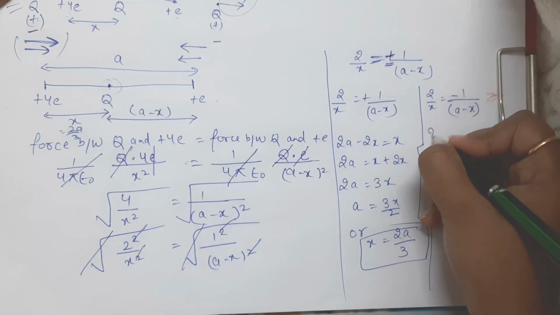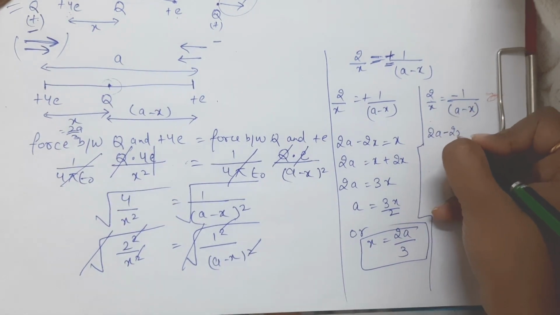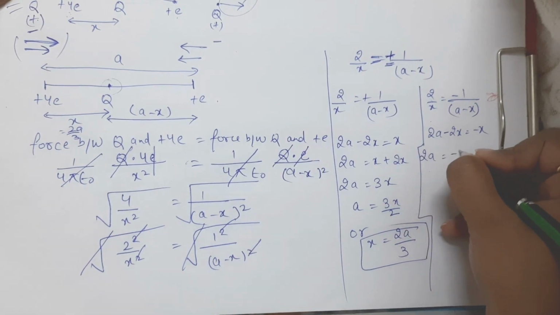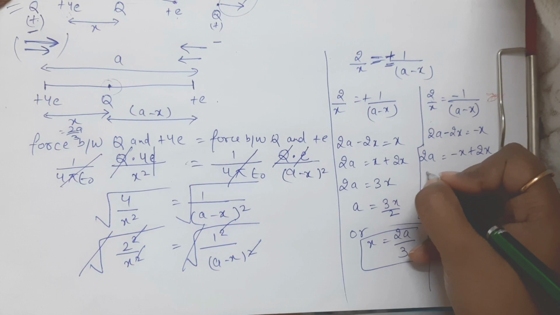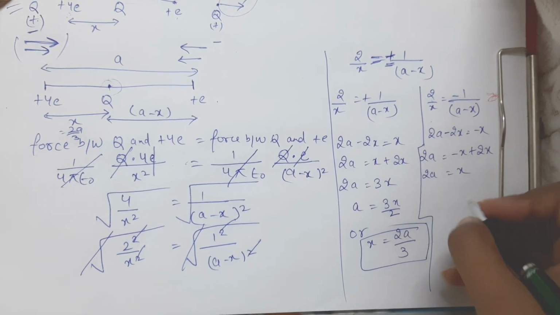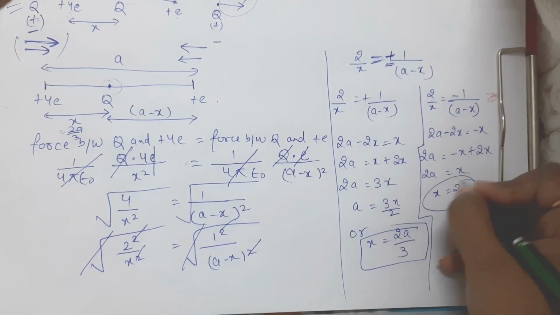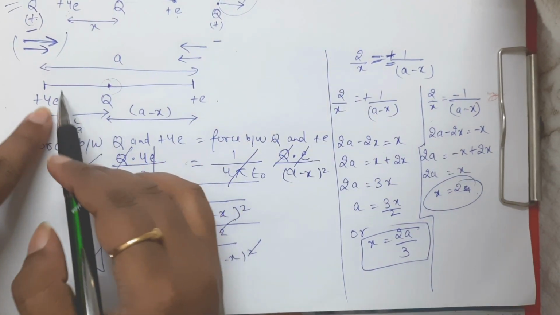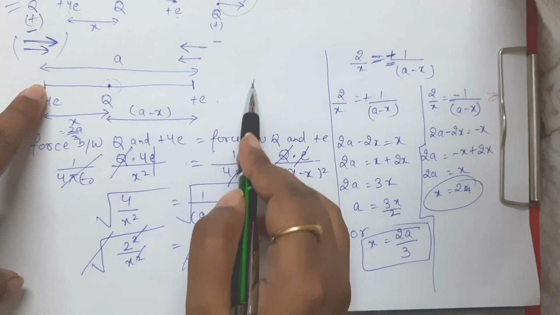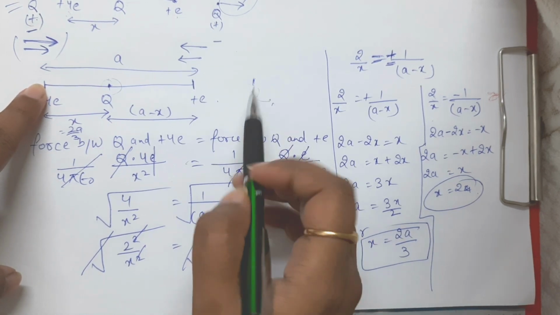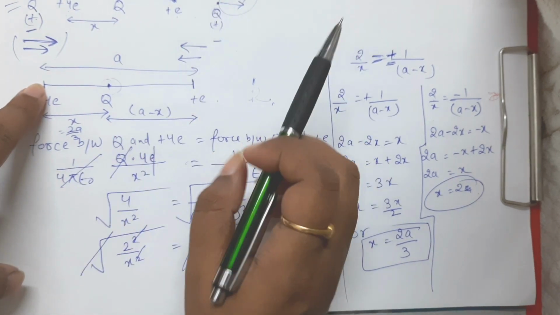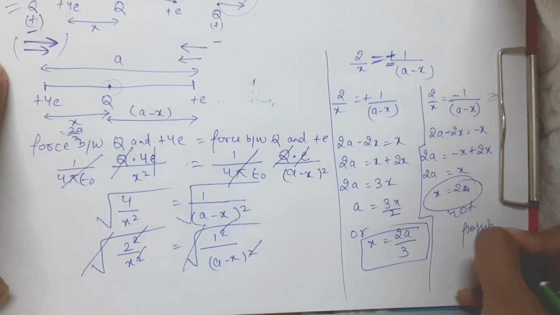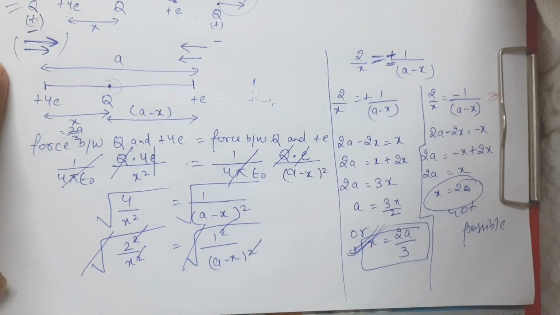From the other case, cross multiplying, 2a minus 2x will be equal to minus x. So we will have 2a equals minus x plus 2x, so 2a equals x. So x equals 2a. If x is equal to 2a, that means we are going to place this charge over here, somewhere here. That we have discussed is not possible. So this is not possible, and the previous one is the answer.